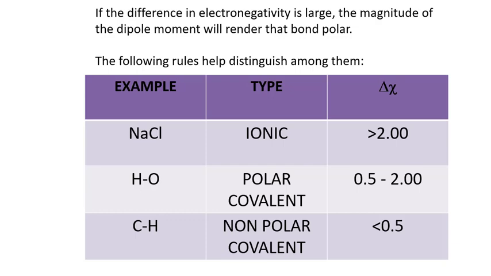So you see if the difference in electronegativity is larger than 2, that always happens when you bond together metals and nonmetals, then you have an ionic bond. Now, if the difference is between 0.5 and 2, then you are in the non-metal kind of area. And so you have polar covalent bonds. Now, if the difference is less than 0.5, your bond is still non-polar because the dipole moment is not big enough to make that bond polar.